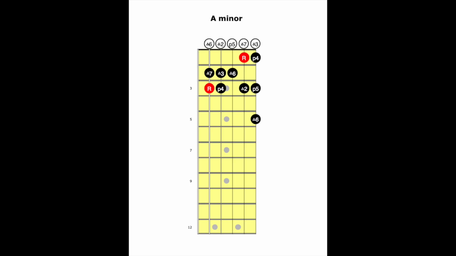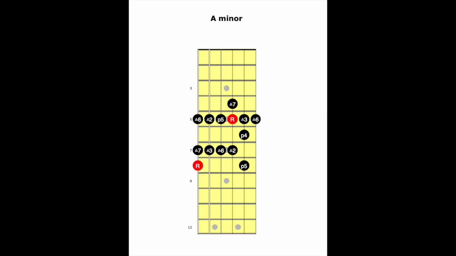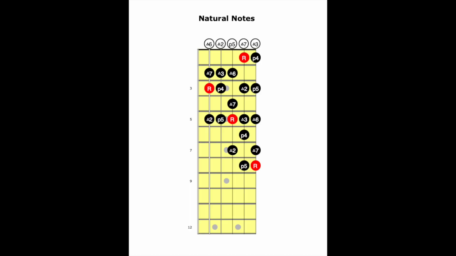Now, we will do the relative minor of C, which is A minor, so the Aeolian mode. And then we'll do the same thing on a different string. There we go. Now, between those two scales on 2 different strings, we've covered the entire neck, the entire fretboard.